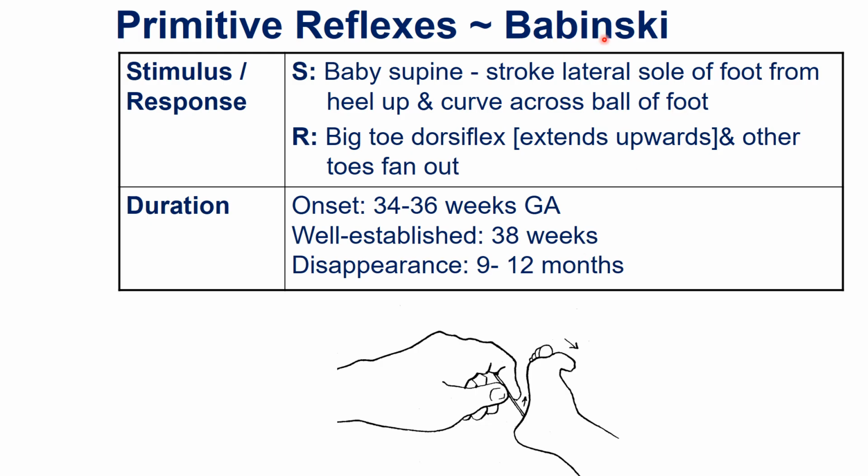Next reflex is the Babinski reflex. Here the stimulus is the baby lying supine, and you stroke the lateral part of the sole of the foot from the heel going up, then curve across the ball of the foot. When you do that, the response is that the big toe will dorsiflex, that is extend upwards, and the other toes fan out. The onset is 34 to 36 weeks of gestation. It is well established by 38 weeks and disappearance is by 9 to 12 months of age.